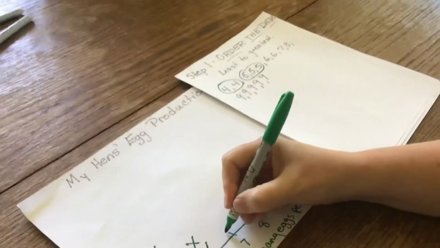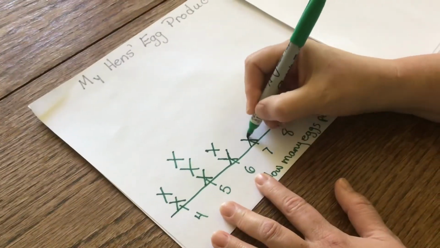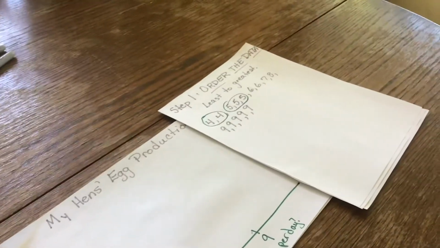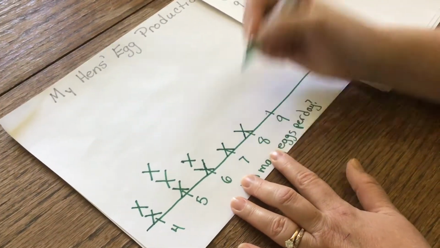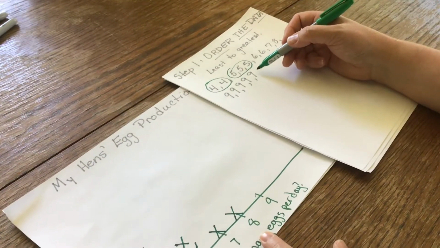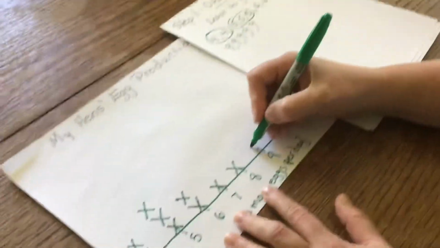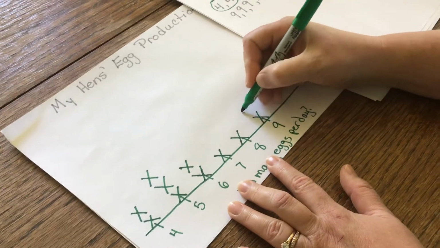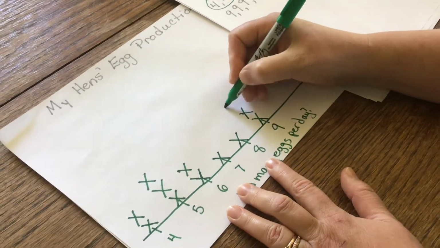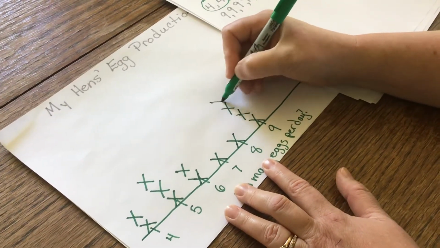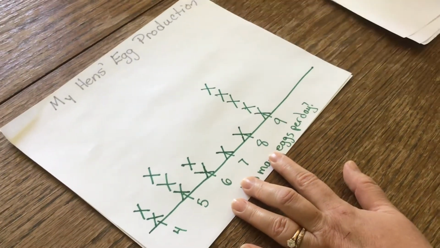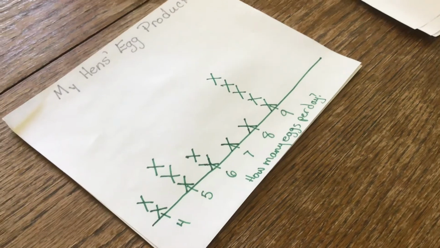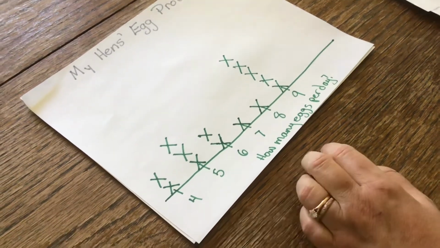I only had 1 day with 7 eggs, so I'll just put 1 X for 7. I only had 1 day with 8 eggs, so I'm going to put 1 for 8. But then I had a bunch of days for 9. I actually had 5 days of 9. So I'm going to go 1, 2, 3, 4, 5.